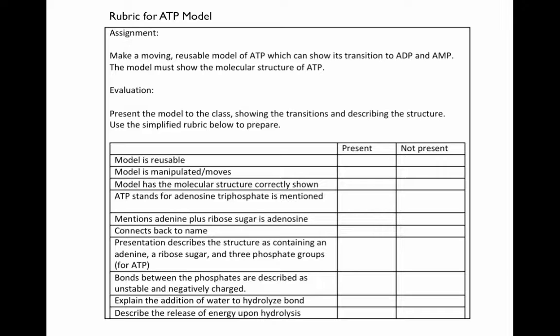The student task is primarily to make a moving, reusable model of ATP, which can show its transition to ADP and AMP. There are various specific elements within the rubric. Students should self-assess with the rubric before presenting to their peers, who may offer formative assessment with the rubric checklist.